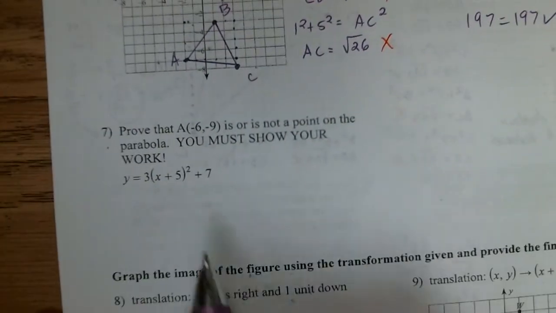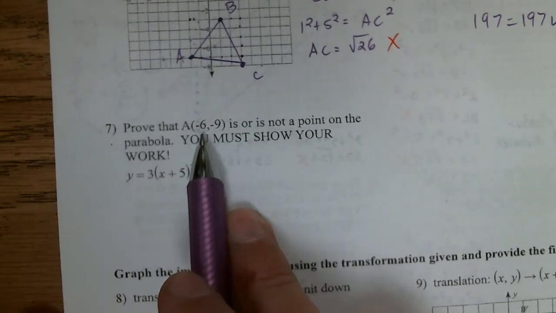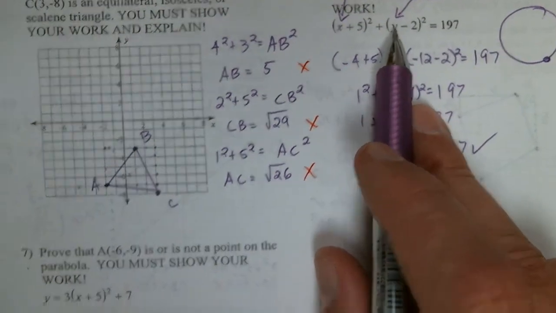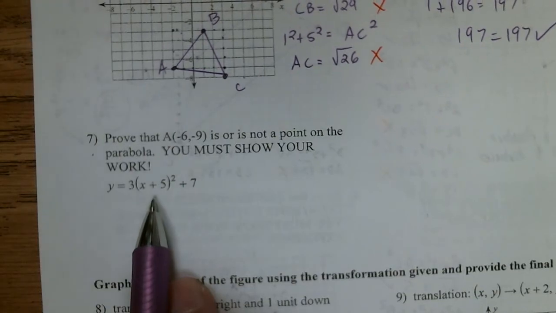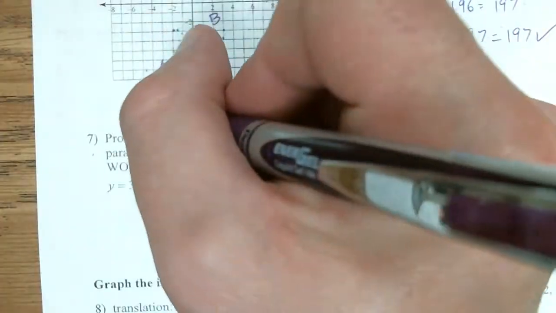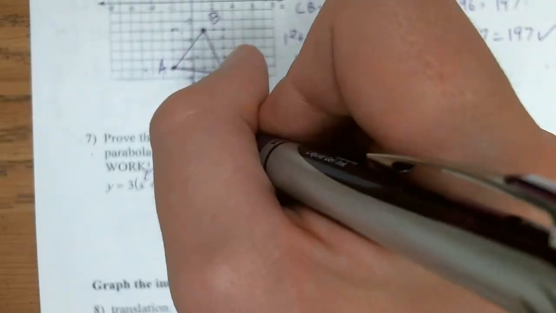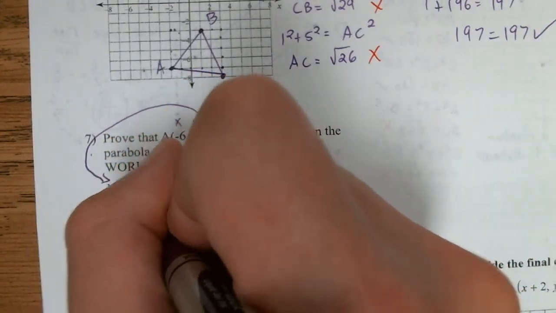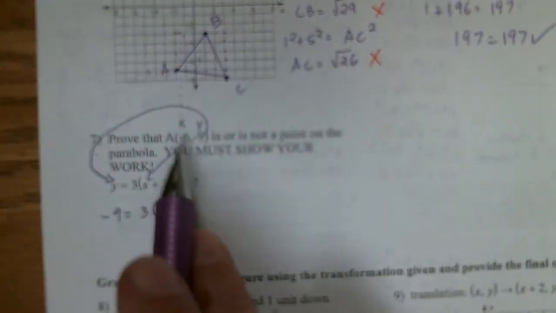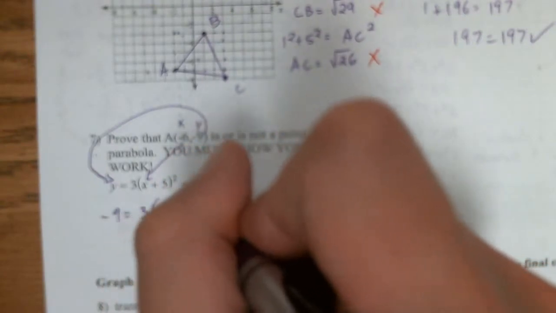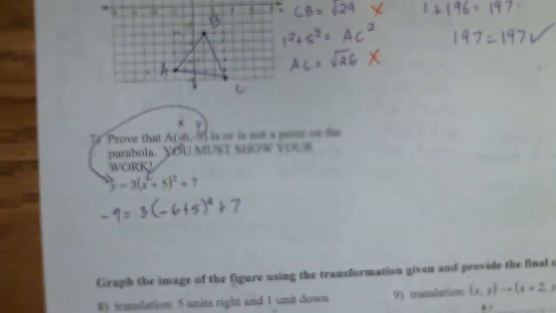All right. Number 7, this is the same as that thing, except the last was the equation of a circle. This is an equation of a parabola or quadratic. So I'm going to do the same thing. I'm simply going to plug in -6 for my x, and I'll plug in the -9 for my y. Okay, so -9 equals 3 times my x, which is -6, plus 5 squared, and then plus 7.